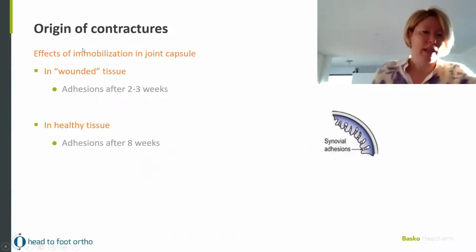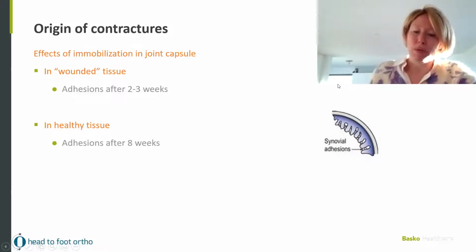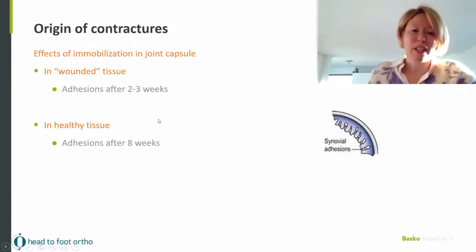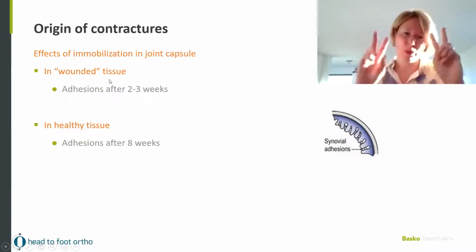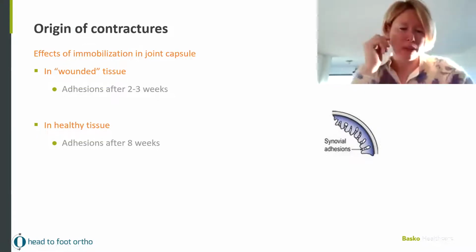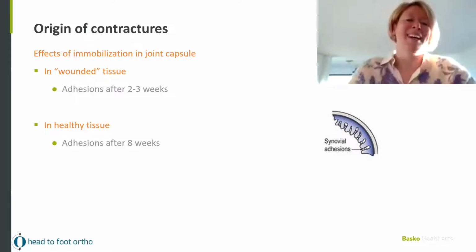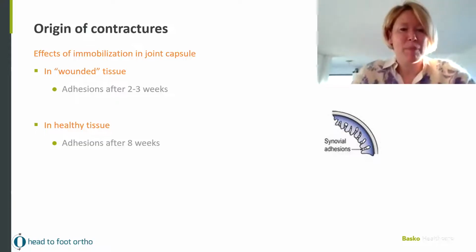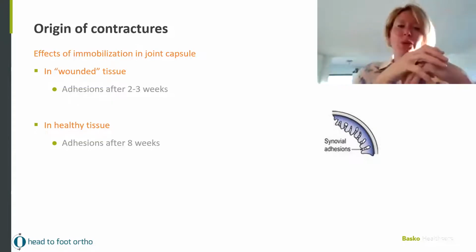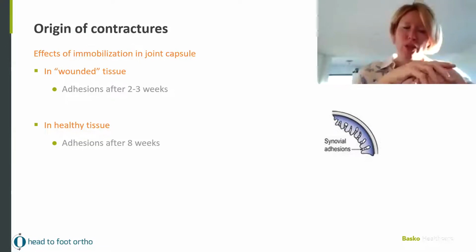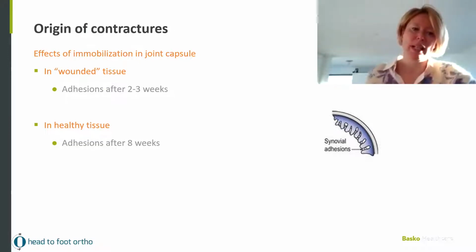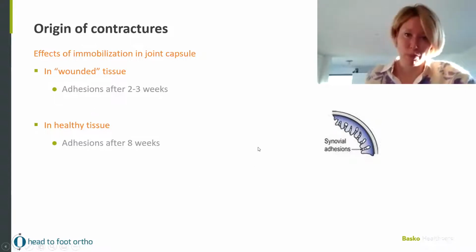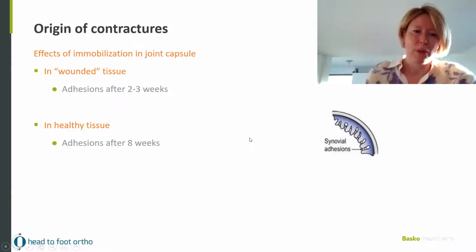So good to know that in wounded tissue, in the synovial villi, we have faster adhesions. And I said wounded, in between those little hakjes, you go for a Dutch word. But that also applies to neurological tissue or traumatic injured tissue. We can see that it goes really faster. In healthy tissue, you can see it after 8 weeks, but it's also really fast as well.